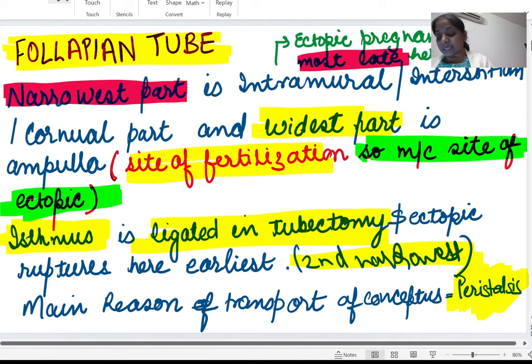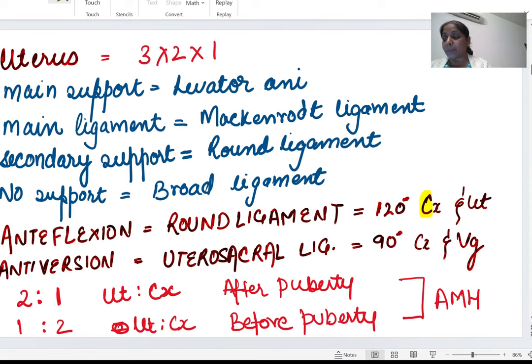Now let us go to the uterus. That's all about the fallopian tube. What is the size of the uterus in inches? 3 into 2 into 1 inch. This is a very old mnemonic, and that is how they ask.